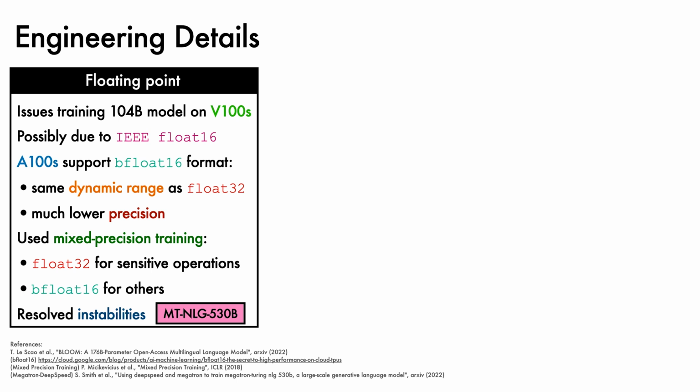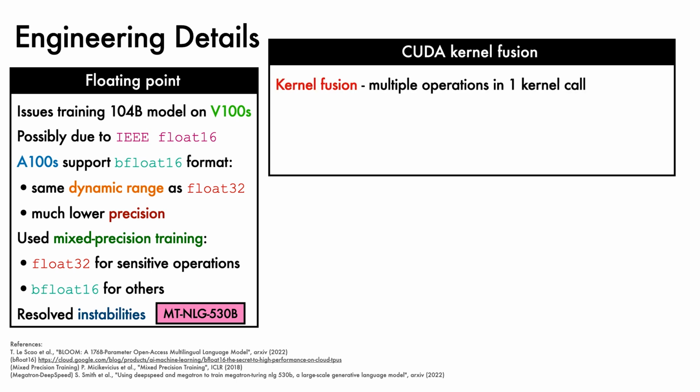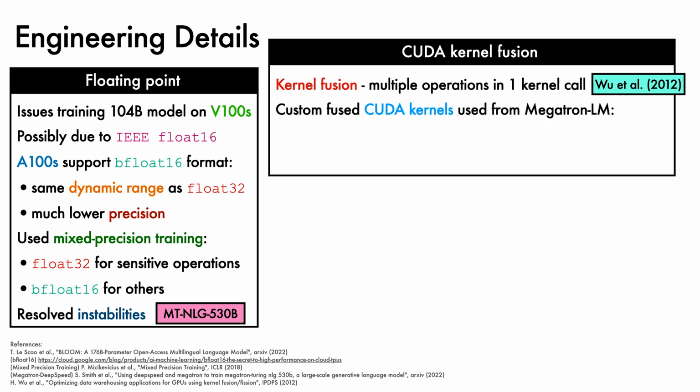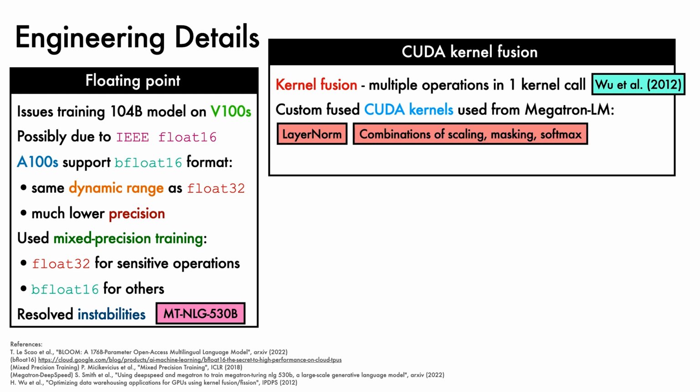One way to accelerate GPU processing is kernel fusion, which involves executing multiple consecutive operations in a single kernel call, as studied by Wu et al. BLOOM training uses several custom fused CUDA kernels from Megatron-LM for layer norm and an assortment of combinations of scaling, masking, and softmax.